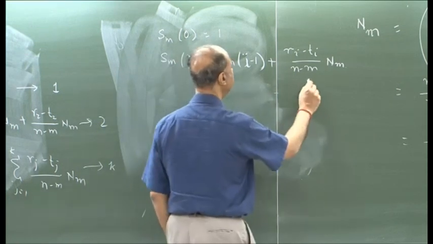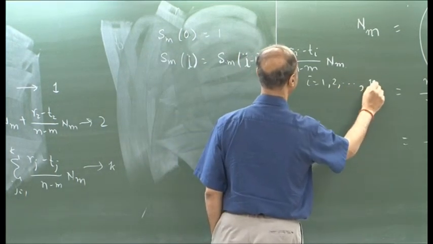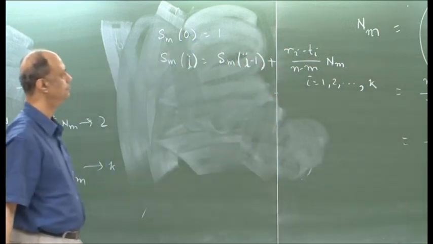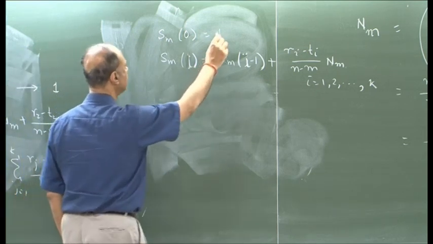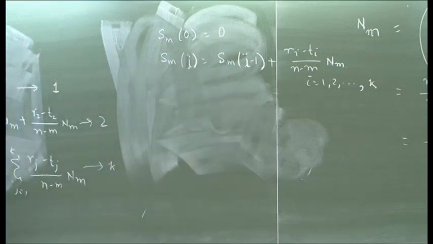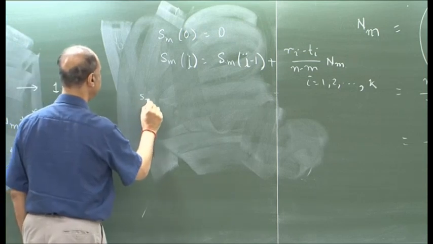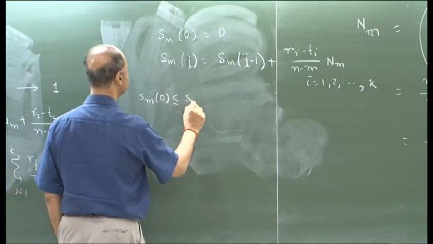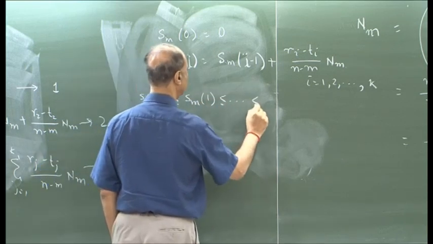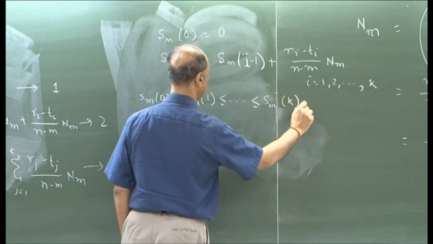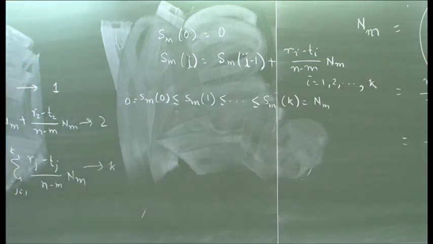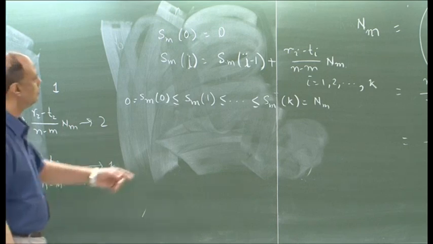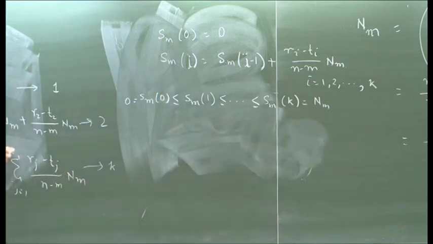And i can be 1, 2, up to k, because there are k kinds of objects. So from this, I should put 0, otherwise you are in problem. So from this I can derive a relationship: Sm0 less than or equal to Sm1, less than or equal to, because these are all positive numbers, up to Smk, and Smk is nothing but the total number, which is Nm.